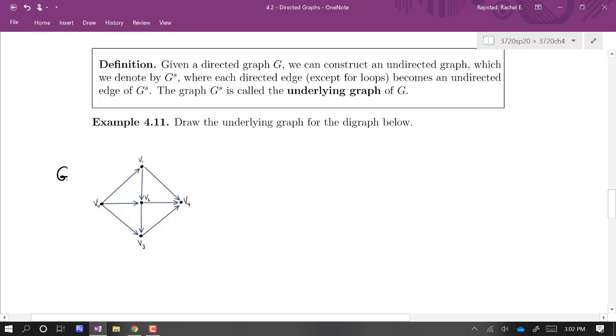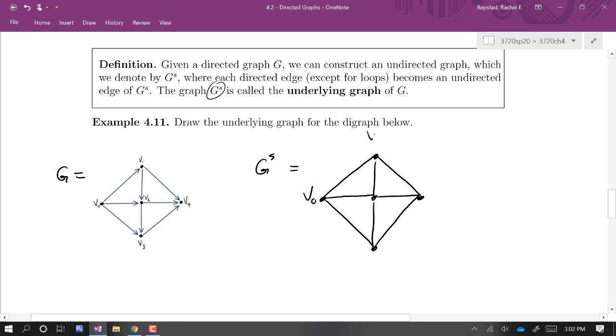So if this is G, the same graph as the example above, I've got this graph G. For the underlying graph, which we call G sub S, I'm going to grab all the vertices, and I'm just going to draw these edges without arrows. They're not directed anymore. So that is the underlying graph of G.